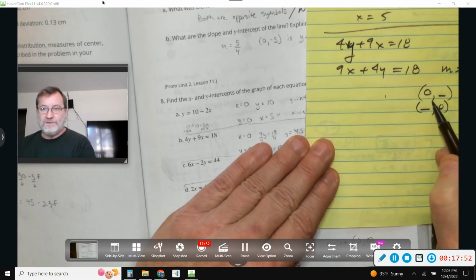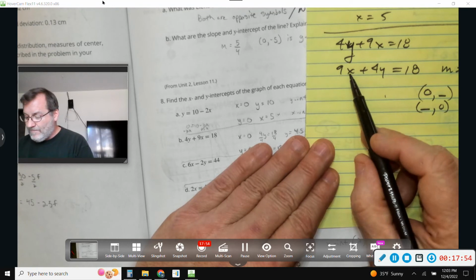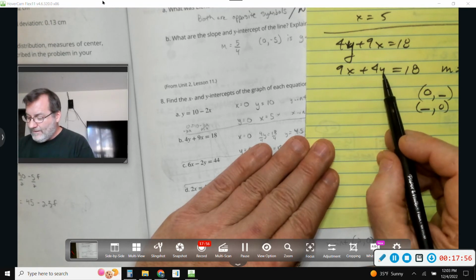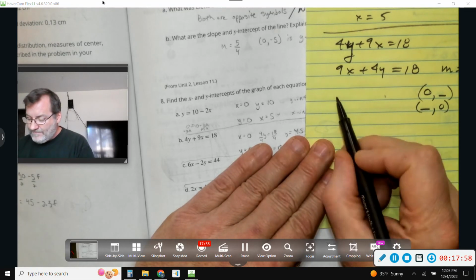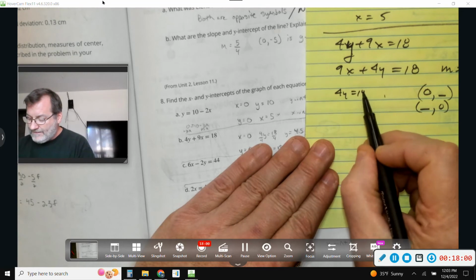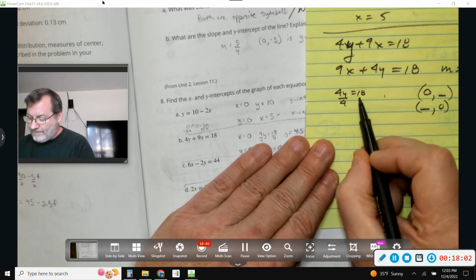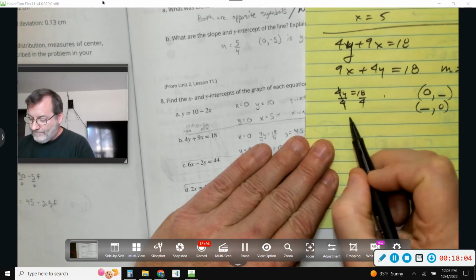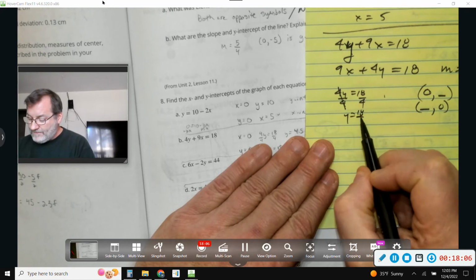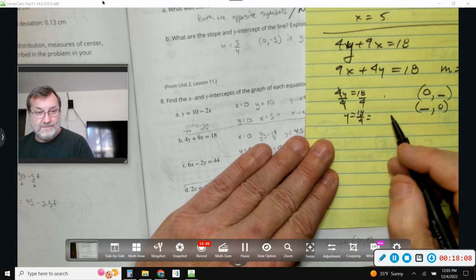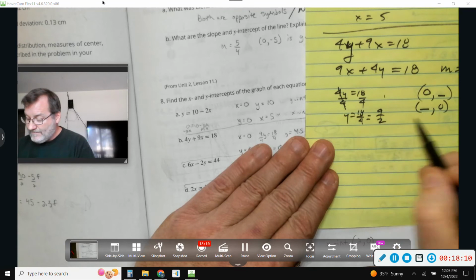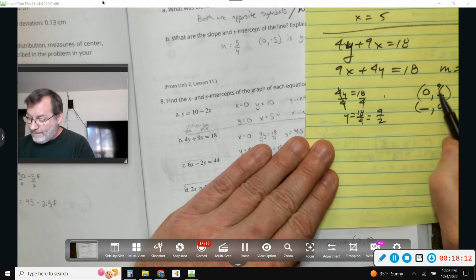So let's substitute in a 0 for here. That's 0. What number can I put here to get to 18? Well, that becomes 4y equals 18. Divide both sides by 4. Y equals 18/4, but I can take a 2 out of both because they're even. So that's 9/2. So that becomes 9/2.